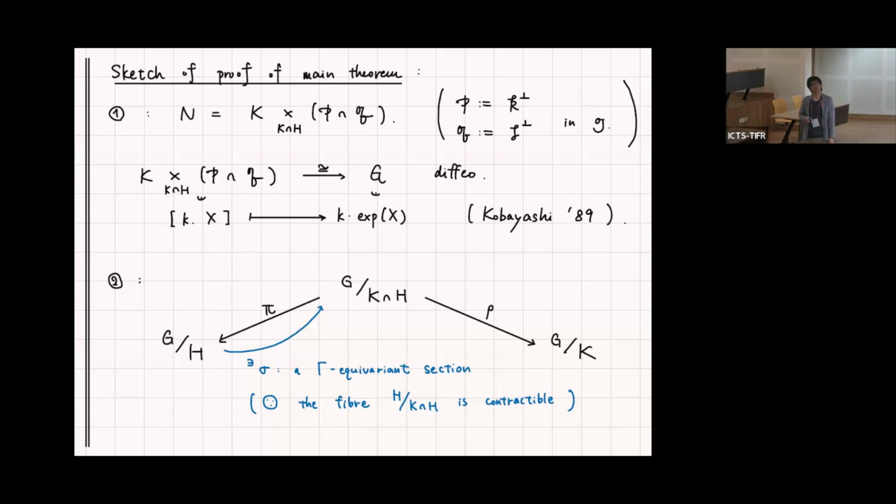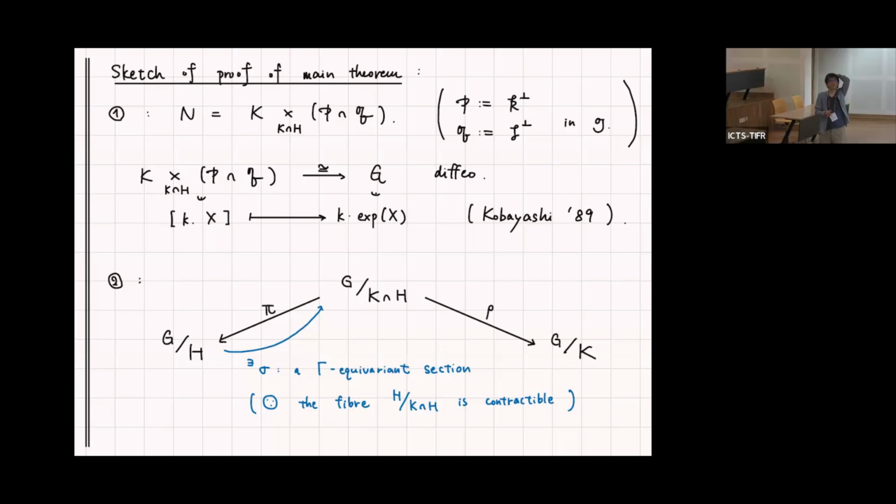I think this statement in a general setting was proved in Kobayashi's work. This is something like a global version of the tubular neighborhood theorem. Usually what you get from the tubular neighborhood theorem is that the normal bundle is diffeomorphic to some neighborhood of K mod K intersection H. But this time you get a global diffeomorphism. I should remark that this map is just K-equivariant, not G-equivariant, because you don't have a G action on the domain of the map.